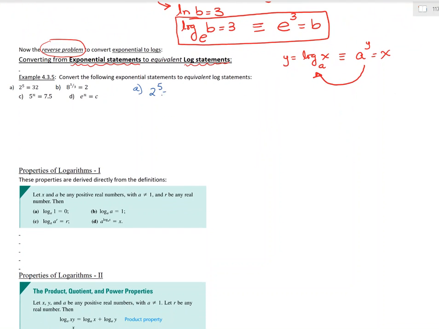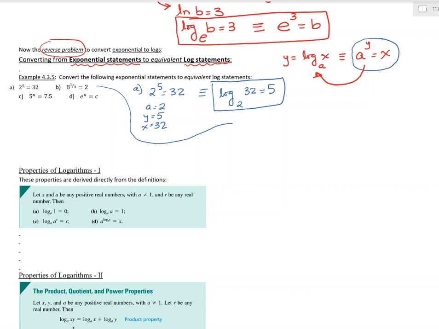2 raised to the power 5 is 32. So what is its equivalent? Now compare it to this. So you would notice that a is 2, y is 5, and x is 32. So therefore the log statement would be log of x, which is 32, the base is a, which is 2, equals y, and y is 5. So this is the equivalent log statement.